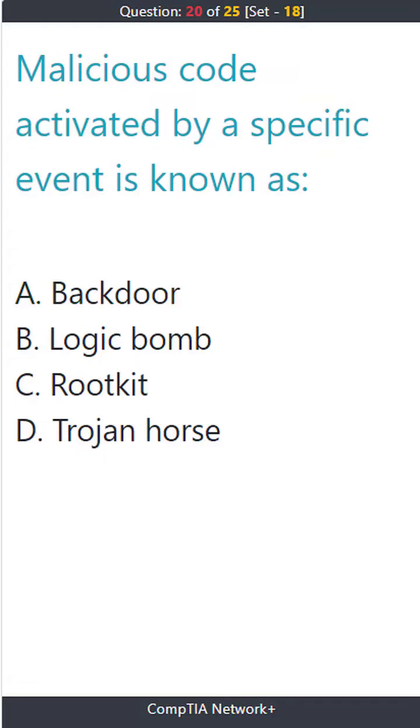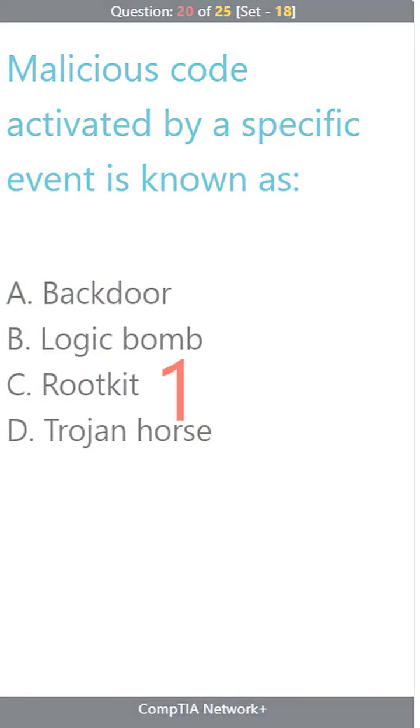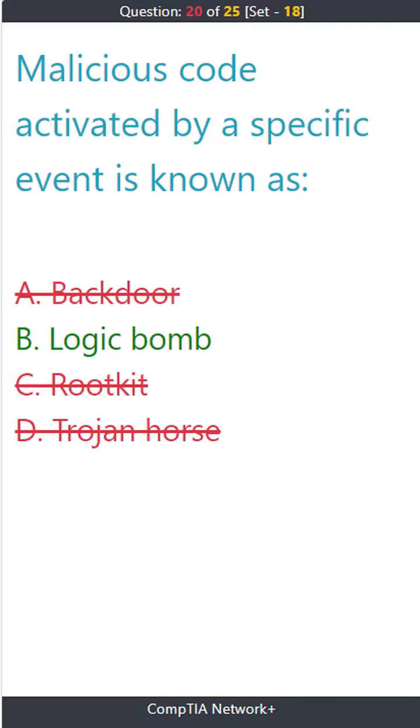Question 20. Malicious code activated by a specific event is known as: A. Backdoor. B. Logic bomb. C. Rootkit. D. Trojan horse. The correct answer is B. Logic bomb.